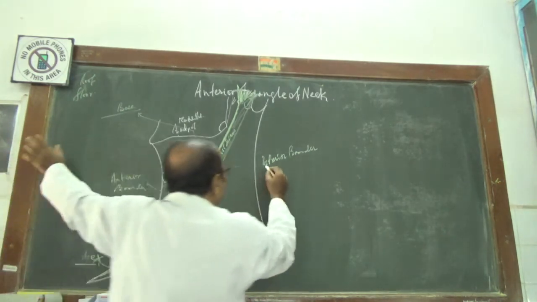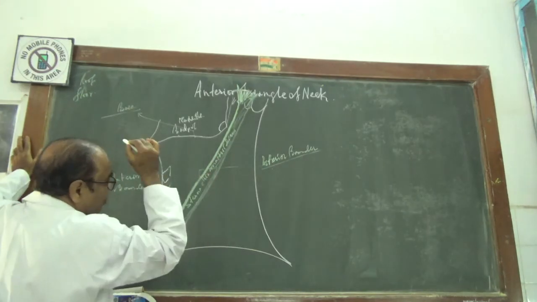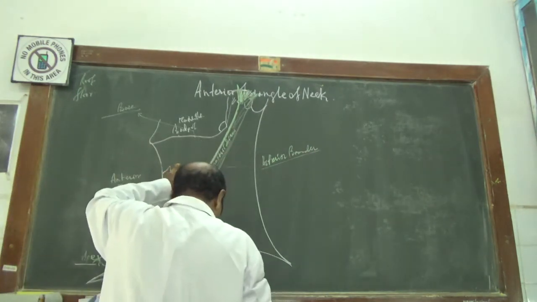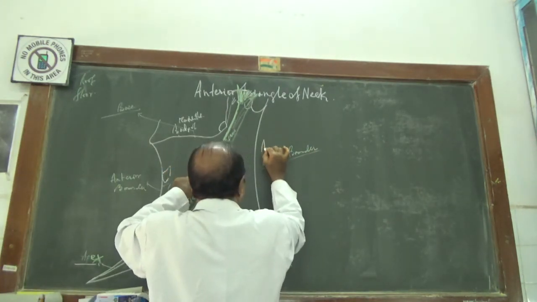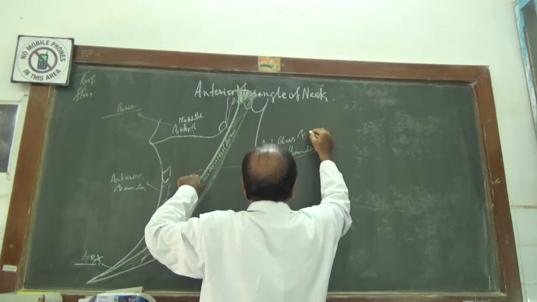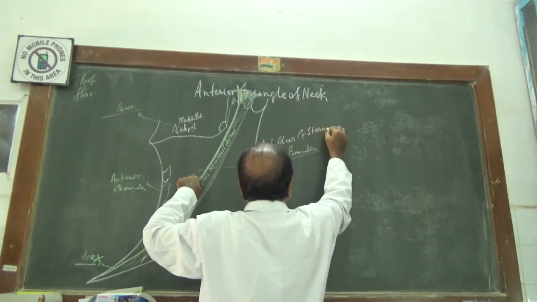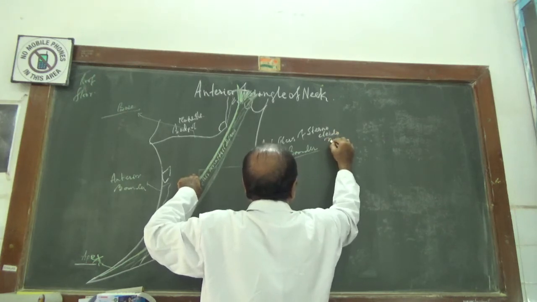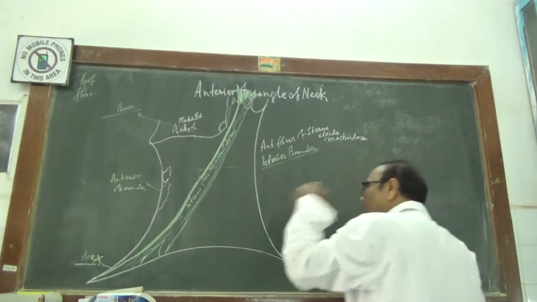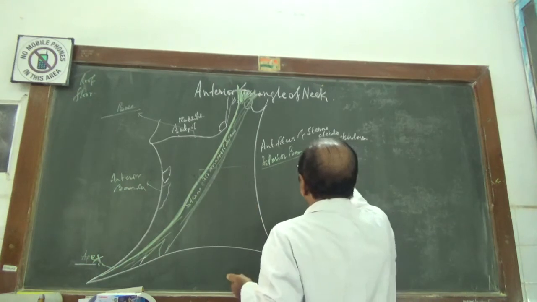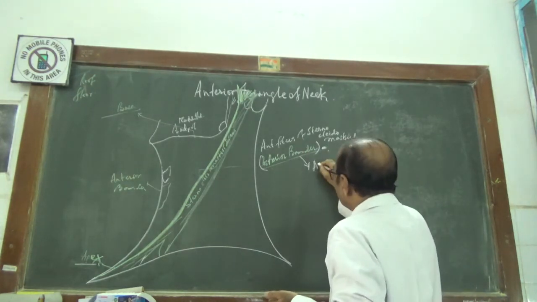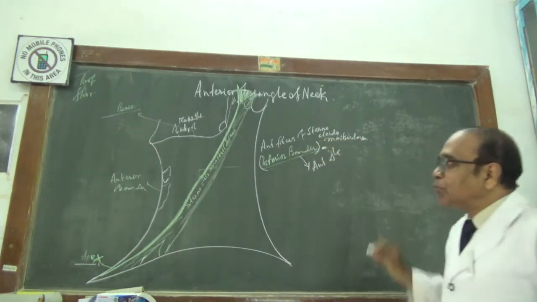Now you have the posterior border. This is the posterior border. The posterior border of the anterior triangle is formed by the anterior fibers of the sternocleidomastoid. This is nothing but the posterior border of the anterior triangle.